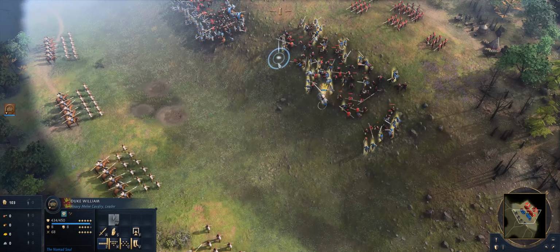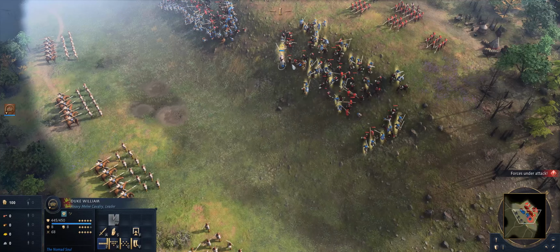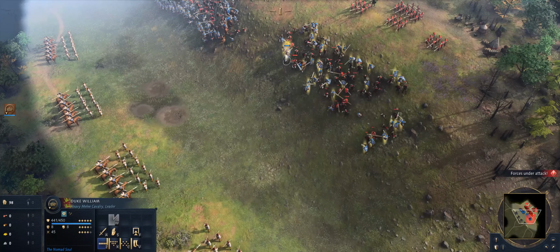With Harold's men no longer in shield wall formation, William could pick them off as they charged.